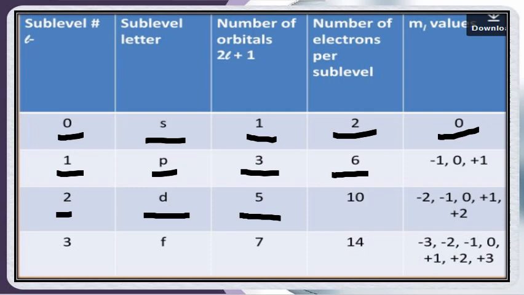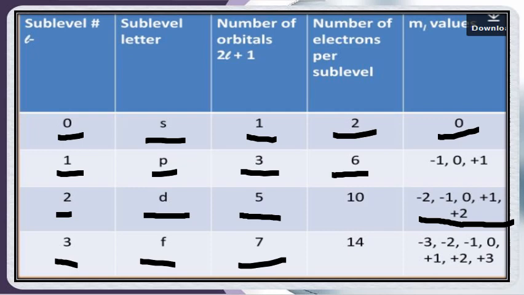Each orbital can hold 2 electrons, so the total number of electrons which can be accommodated in d is 10. And 5 values of m are possible for this: 0, +1, -1, +2, -2. Similarly, when the value of L is 3, meaning the f subshell, there are 7 orbitals, and each of these 7 orbitals can hold 2 electrons. So the total is 14 electrons.